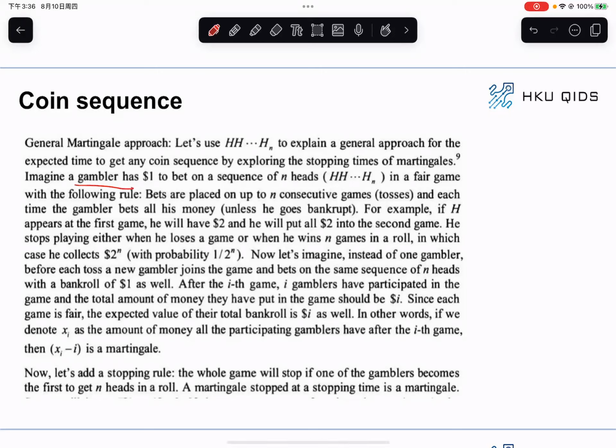So imagine a gambler has $1 to bet on a sequence of n heads in a fair game with the following rule. We place bets on n consecutive games. For example, we want to have n heads, and each time the gambler bets all his money unless he goes bankrupt, okay? For example, if H appears at the first game, he will bet 2, because each time the return is going to be doubled. And he will put all his money back into the second game, and he can stop the game either when he loses the game or when he wins n games in a row, in which case he collected 2^n.